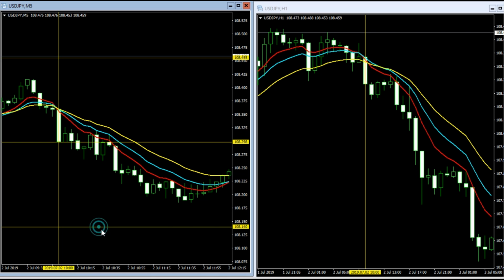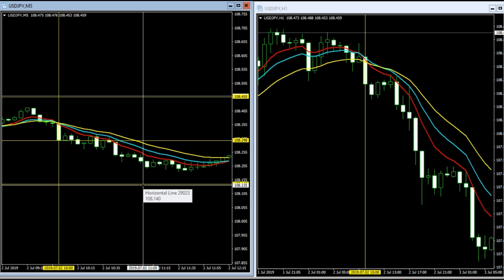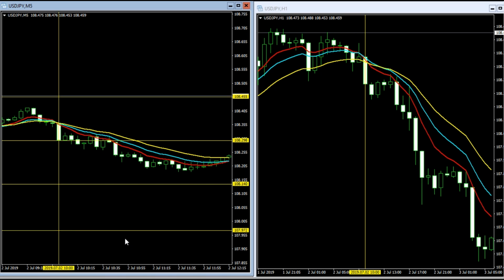This is going to be a take profit. First take profit. Risk to reward is 1-to-1 ratio. And the second take profit is going to be 107.98. Okay, so this is our first take profit and this is our second take profit.